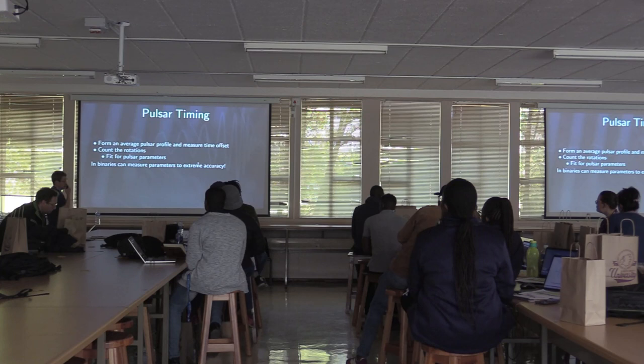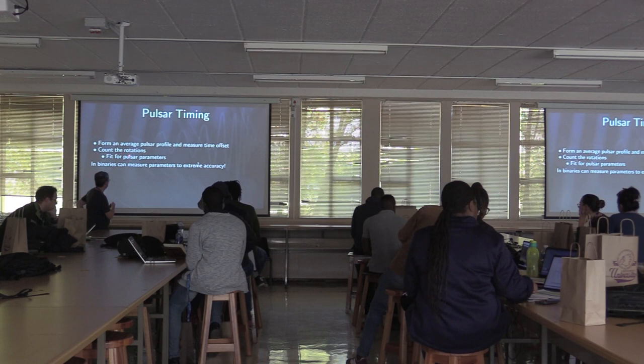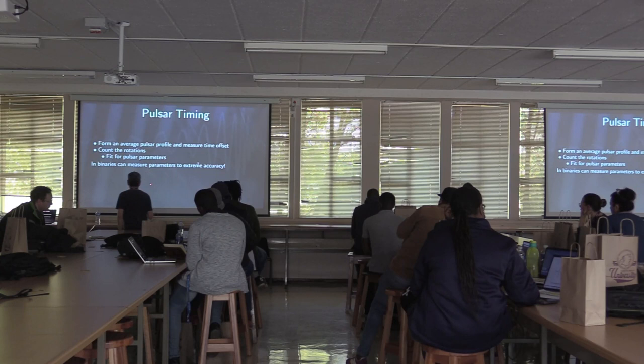So to do pulsar timing, you form what's called the average pulse profile. You count how many rotations there's been between observations, and then you can fit for all these amazing things.